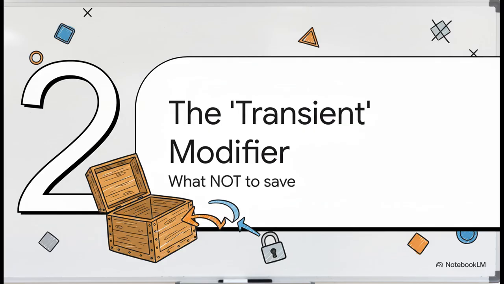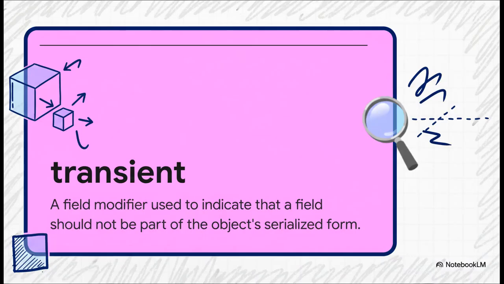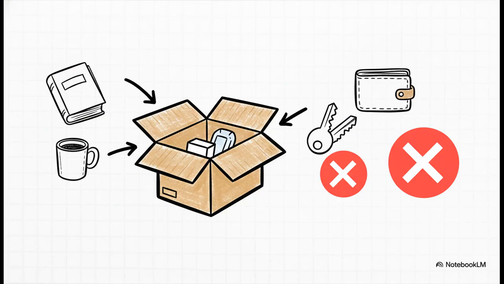First up is the transient modifier. This keyword is all about controlling what we call serialization, which is really just a fancy word for the process of turning an object into a stream of bytes so you can store it or send it somewhere. So what does that actually mean? Well, when you slap that transient keyword on a field, you're pretty much telling Java, hey, you see this piece of data right here? When you go to save this whole object, just pretend it's not there. Skip it.